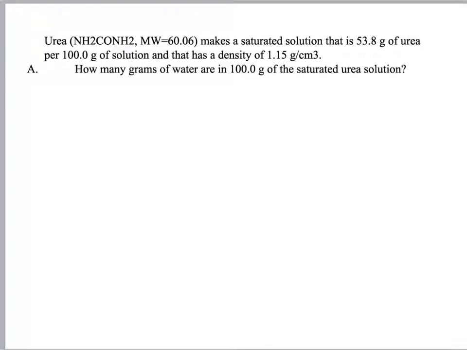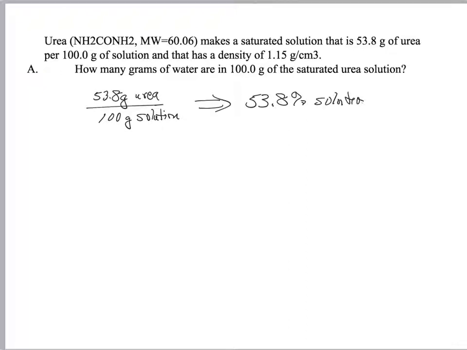Okay, so our first question is simple. How many grams of water are in 100 grams of the saturated urea solution? Well, given our definition of mass percent, we have 53.8 grams of urea per 100 grams of solution. That is the definition of mass percent. So therefore we have a 53.8% solution of urea. So we're given a mass percent.